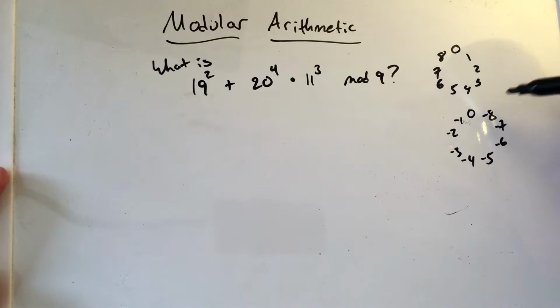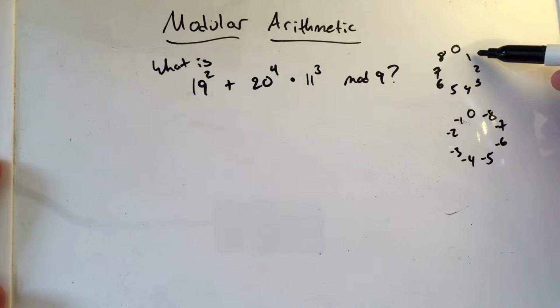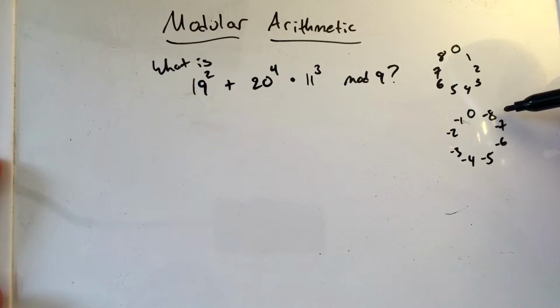So 1 and -8 are equivalent in mod 9. Now again, the final answer, if I somehow had a negative number 8, I can write it as 1, but sometimes it's easier to go back for a little bit.